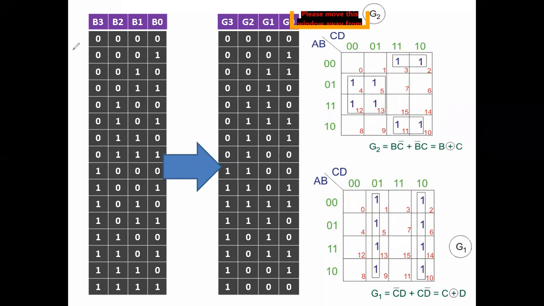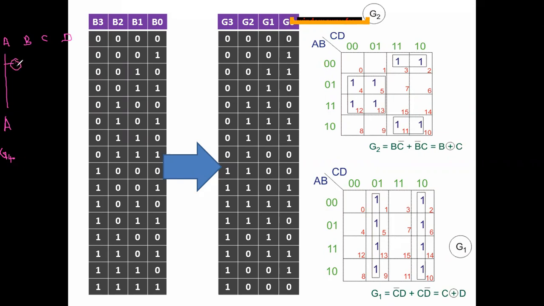So what is the next step after obtaining the result? The given binary numbers are A, B, C, and D. From the first one, you have to obtain the Gray G4. G4 means copy the MSB as it is. The same result is obtained here.